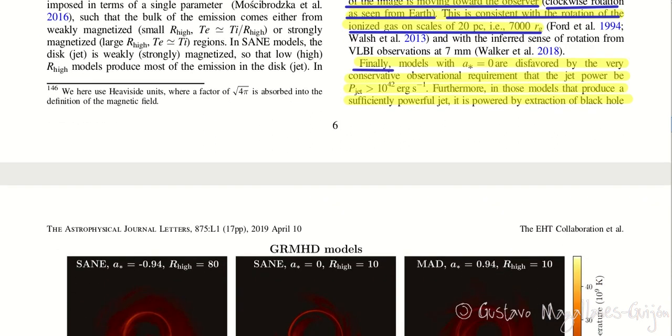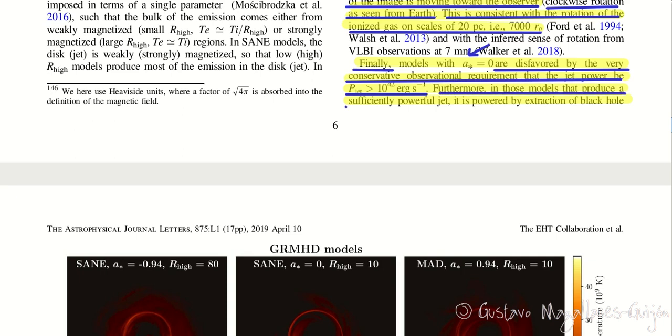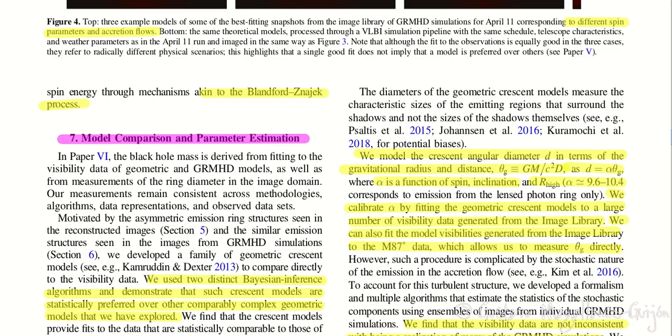Finally, they tell us that the models with the parameter a equal to 0 are disfavored by the very conservative observational requirement that the jet power be sufficient. For models that produce a sufficiently powerful jet, it is powered by extraction of black hole spin energy through a mechanism akin to the Blandford-Znajek process.